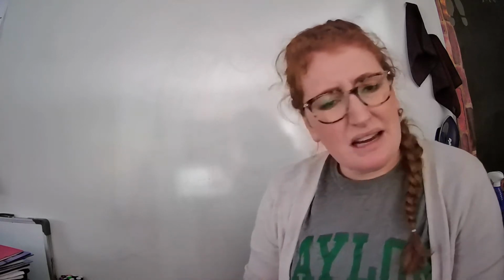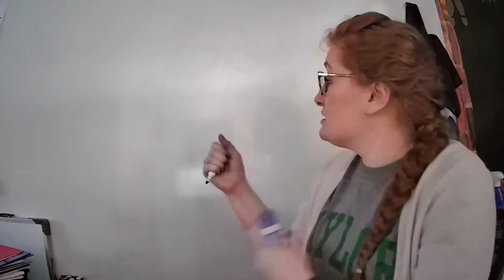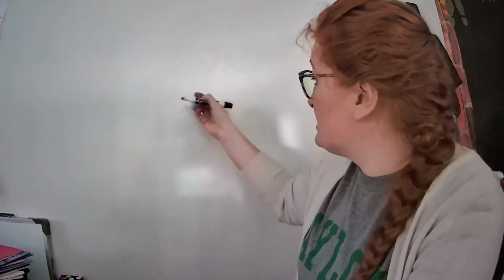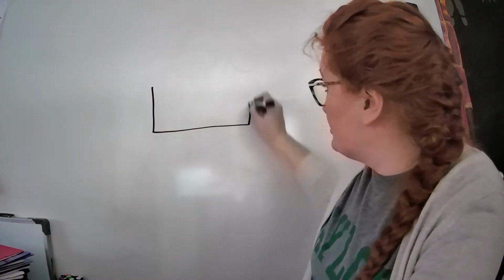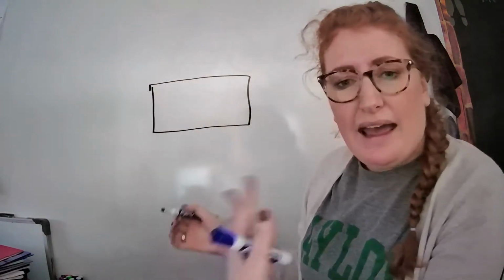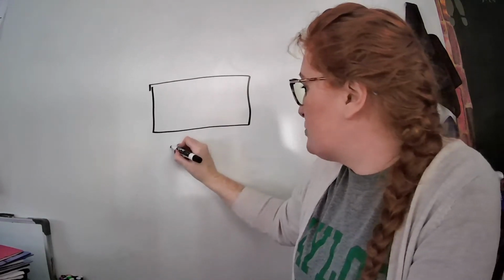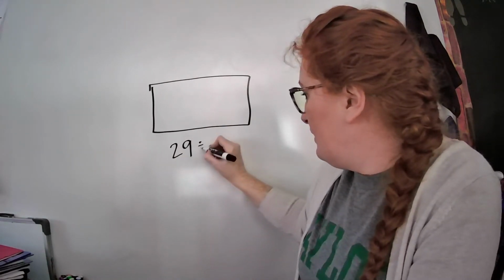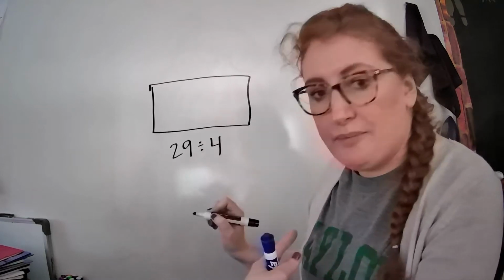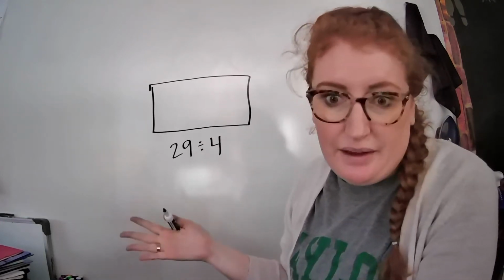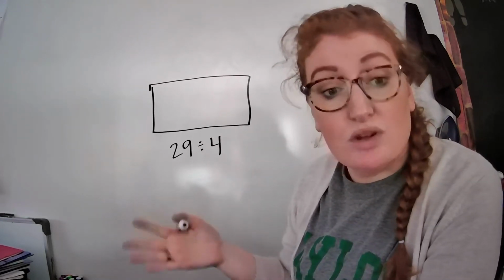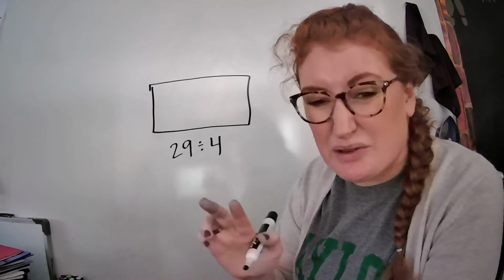First, I'll show you an example. We still draw a box, just like a little rectangle, and we still will have something like 29 divided by 4. So we do the same thing in division with area model as we did in multiplication with area model. There are just a few little differences.